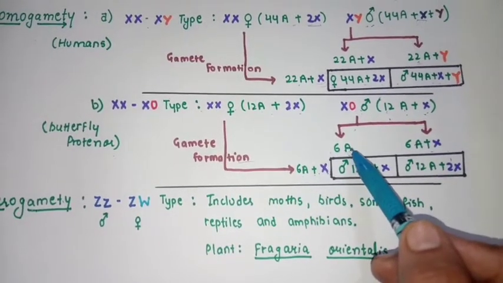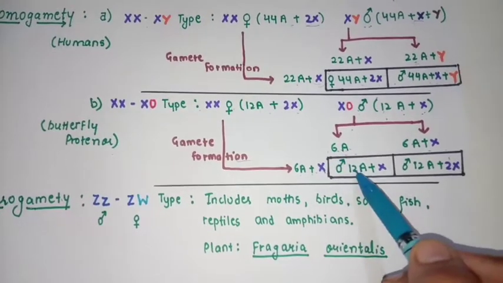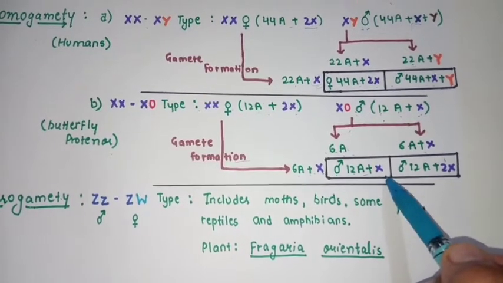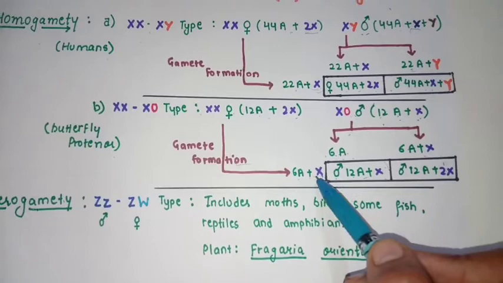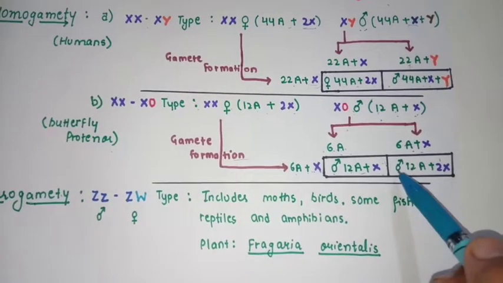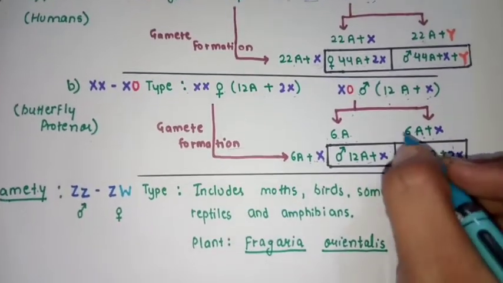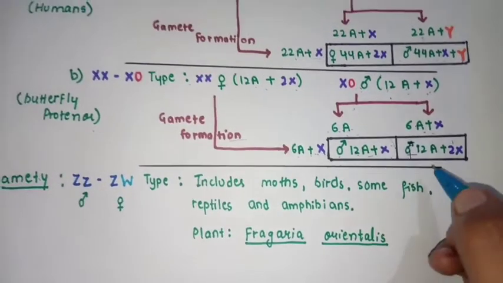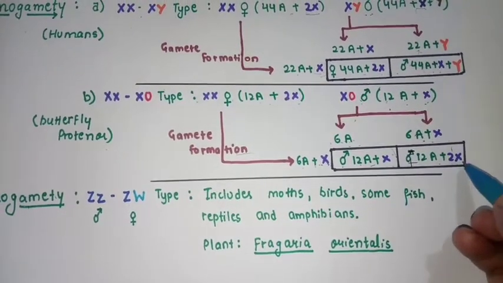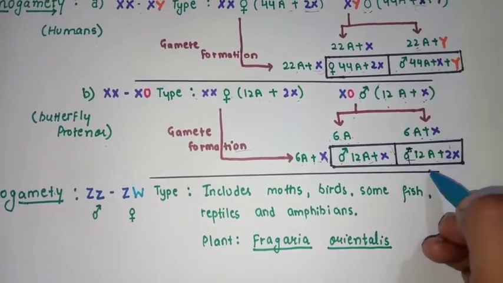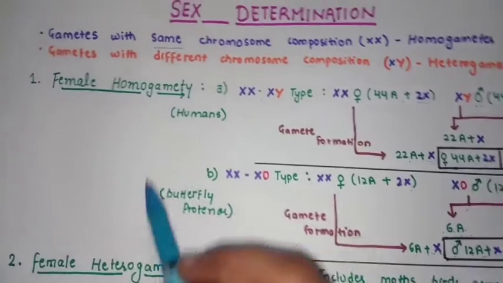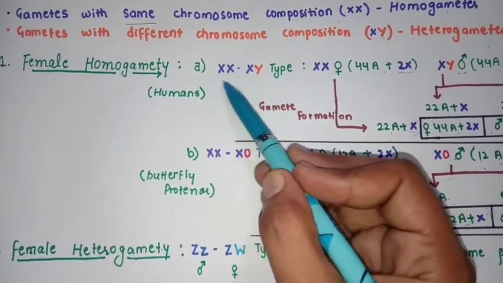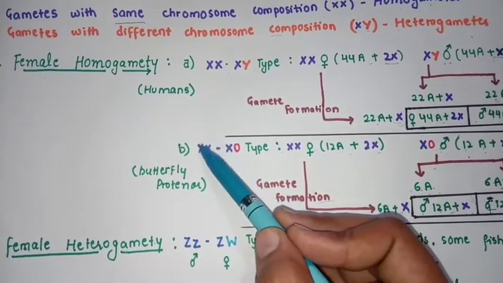Then we find that the cross between these will lead to the formation of a male having 12 autosomes and 1 X chromosome, meaning a total of 13 chromosomes, and the cross between these two will lead to the formation of a female, that is 12 autosomes and 2 X chromosomes, having a total of 14 chromosomes. So this was all about female homogamety, where the gamete composition of chromosomes in the female is similar.